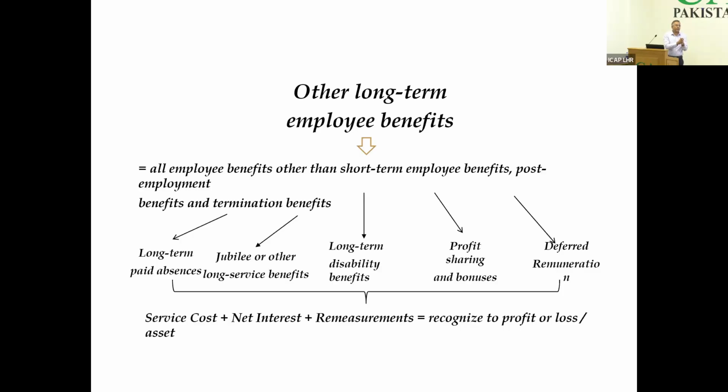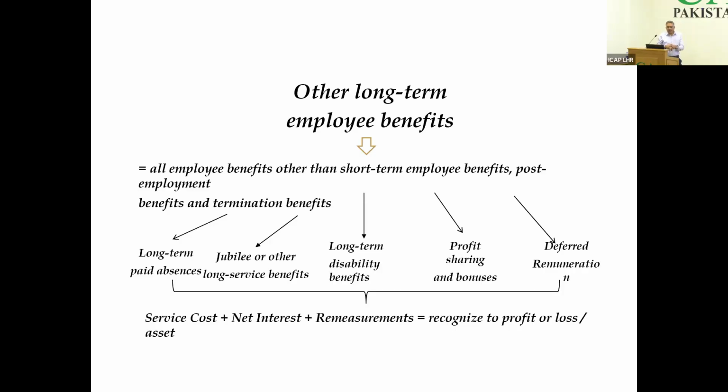The only difference is there's no concept of remeasurements to be recognized in other comprehensive income. If there is a remeasurement, that will be charged to P&L. There is no concept of asset ceiling. If there is an asset, it's an asset. If it's a deficit, it's a deficit.